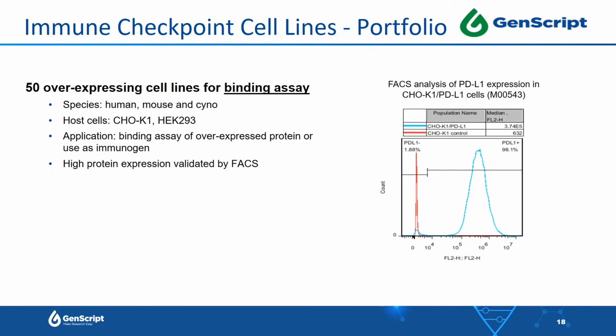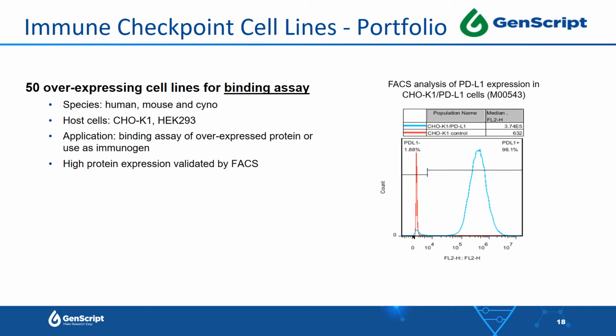We offer more than 50 stable cell lines with overexpression of different immune checkpoints for binding assays. The species of protein that we express include human, mouse, or monkey. We offer a variety of host cells including CHO-K1 or HEK293. The cell lines are for binding assays of overexpressed protein or can be used as immunogen.